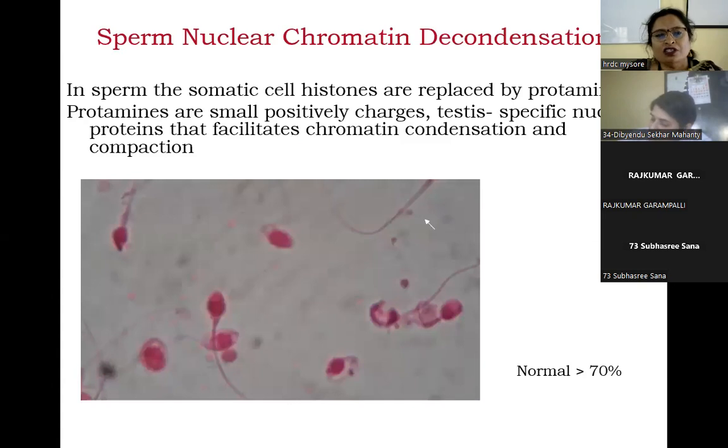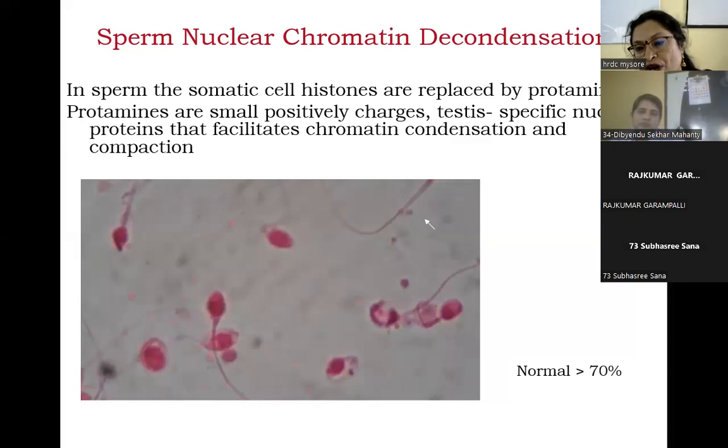Second is the sperm nuclear decondensation test. Here, you must be knowing DNA is wrapped around histones. I am talking about the somatic cells. Except the germinal cells, except spermatozoa, all the cells in our body have a nucleus, and inside the nucleus, there is DNA. And DNA is wrapped around histones.